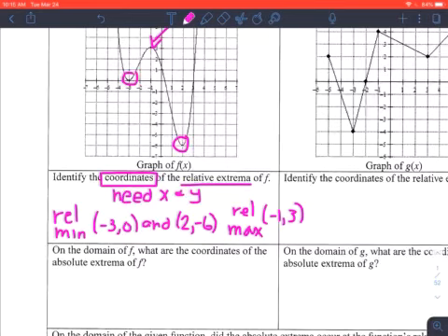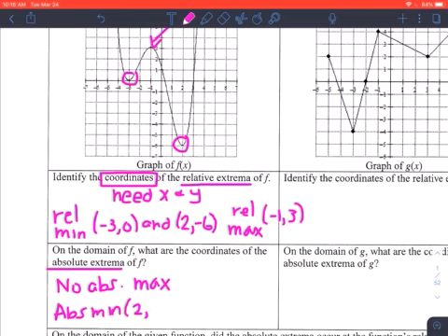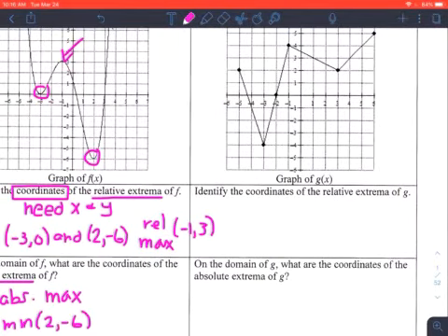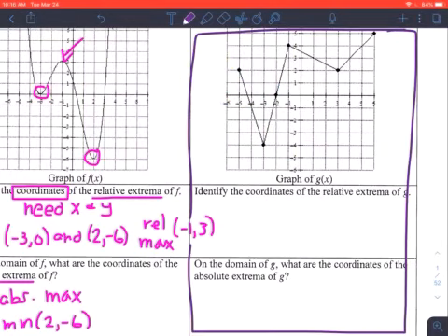And what are the coordinates of the absolute extrema? So that means the absolute highest point. There is no absolute max because we go to positive infinity, both as x approaches negative infinity and positive infinity. So we don't have an absolute max, but we do have an absolute min occurring at 2, -6. All right, so I'm going to give you a second to answer these questions on this side, and then we'll talk about those. So go ahead and write those down.